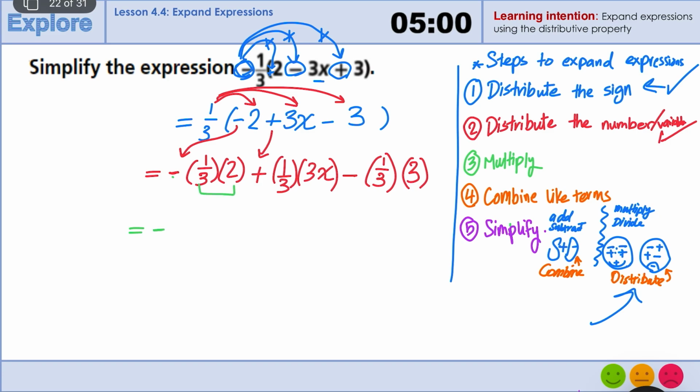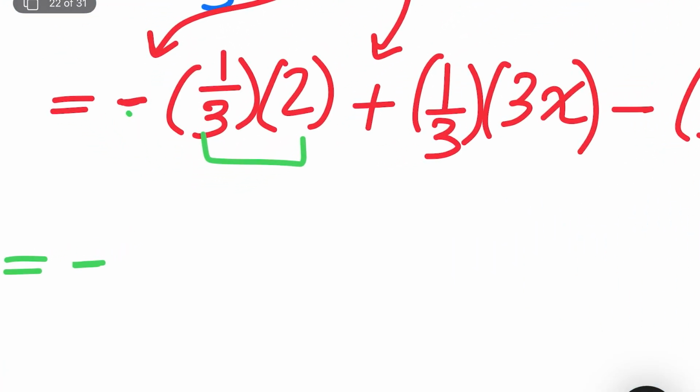1 over 3 times 2. To multiply a fraction and a number, we put a denominator of 1 for the number. We just make the denominator 1. It will not affect the number. And we multiply normally. 1 times 2 is basically 2. 1 times 3 is basically 3. We multiply as we know about fractional multiplication.